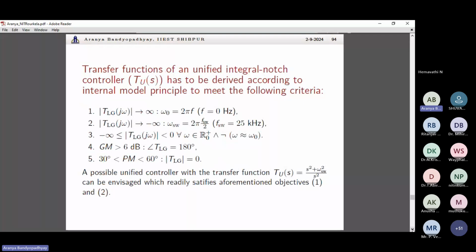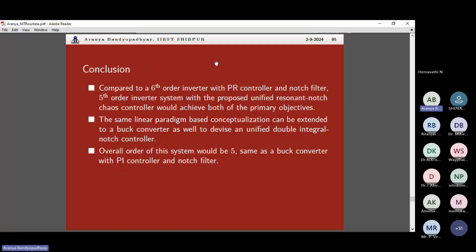This is basically nothing but the similar thing for the DC-to-DC buck converter. Now, compared to a sixth order inverter with PI controller and notch filter, a fifth order inverter system with the proposed unified resonant notch chaos controller would achieve both of the primary objectives. And the same linear paradigm-based conceptualization can be extended to a buck converter as well to devise a unified double integral notch controller. And the overall order of the system would be 5, same as a buck converter with PI controller and notch filter.